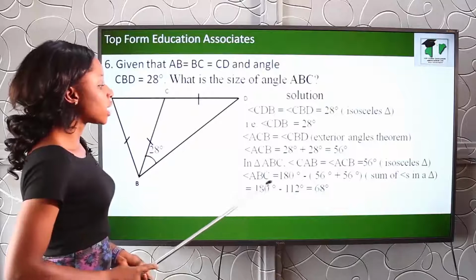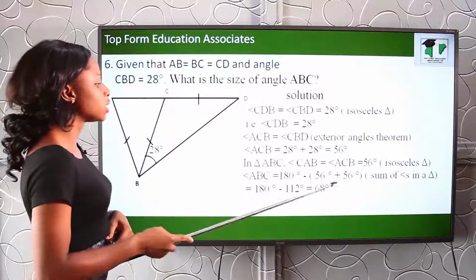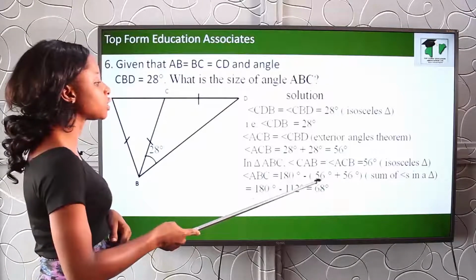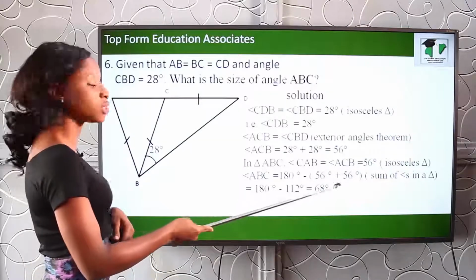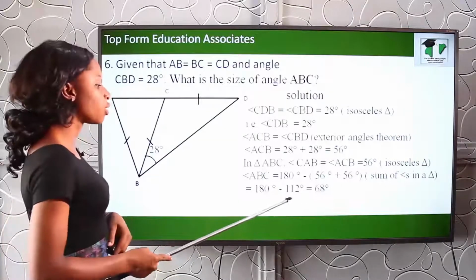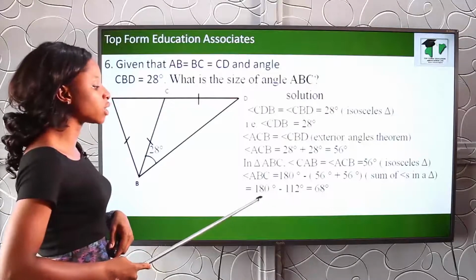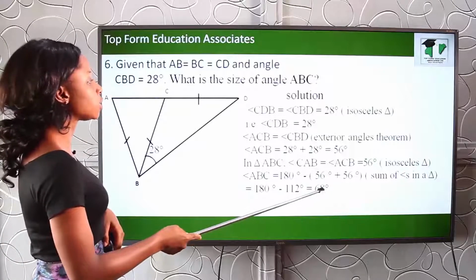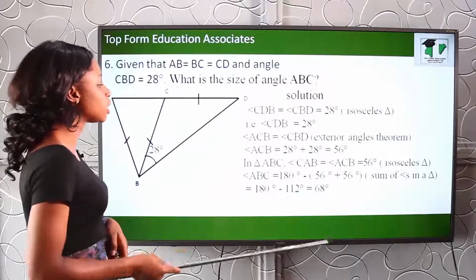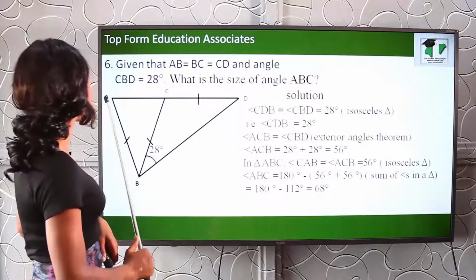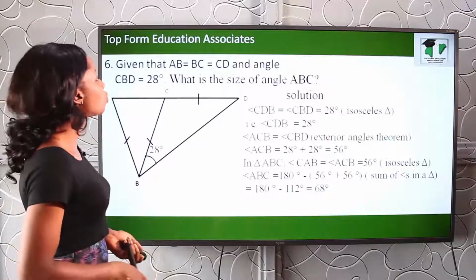Okay, now the sum of the angles in triangle ACB is 180 degrees, because the sum of angles in a triangle is 180 degrees. So 180 degrees minus 56 plus 56. When we add 56 plus 56, we get 112. Now, 112 taken away from 180 degrees will give us 68 degrees. So we can say that the size of angle ABC is 68 degrees. I hope you understood that.